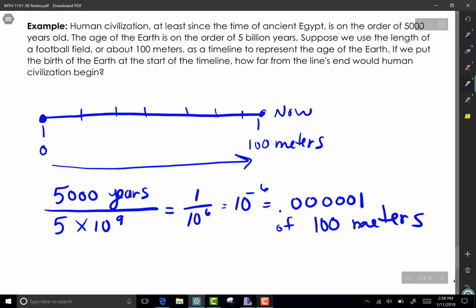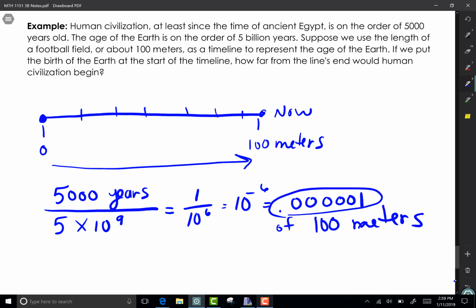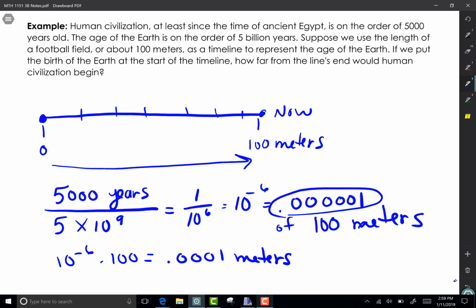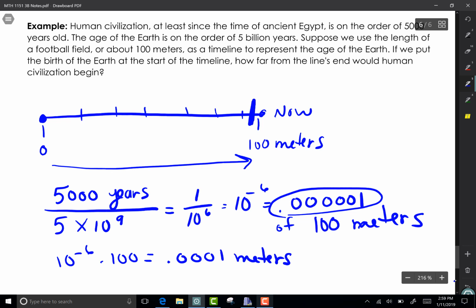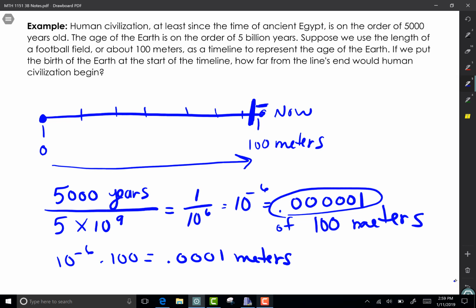So what we're going to do is figure out what fraction of 100 meters that would be. So if I take 10 to the negative 6, or you can take the 0.000001, whichever you prefer, and multiply it by 100, that means it's going to be 0.0001 meters. So really, really close to the end, so that there's only 0.0001 meters from here to the end is going to be where human civilization started on this timeline.